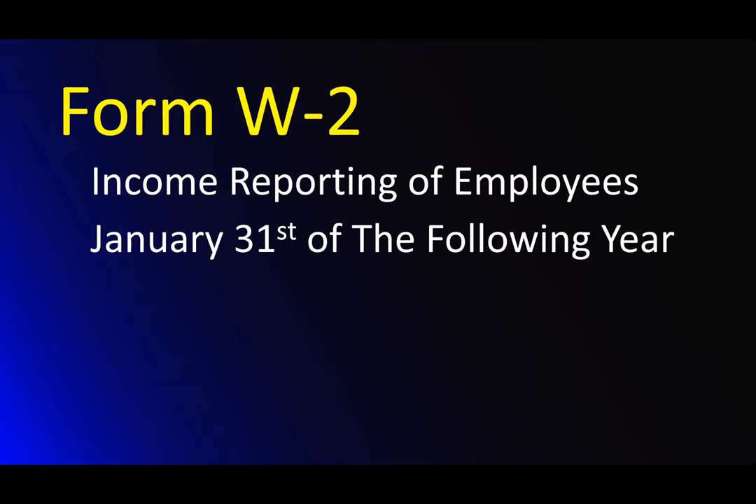What is the filing deadline? April 15. With the extension, what is the deadline? October 15. When do you get your W-2s? January 31st. What is the end of the first quarter? March 31. And the reporting date? April 15th. What is the reporting date for the third quarter? October 15. When do you get your W-2s? January 31st. Look at that.